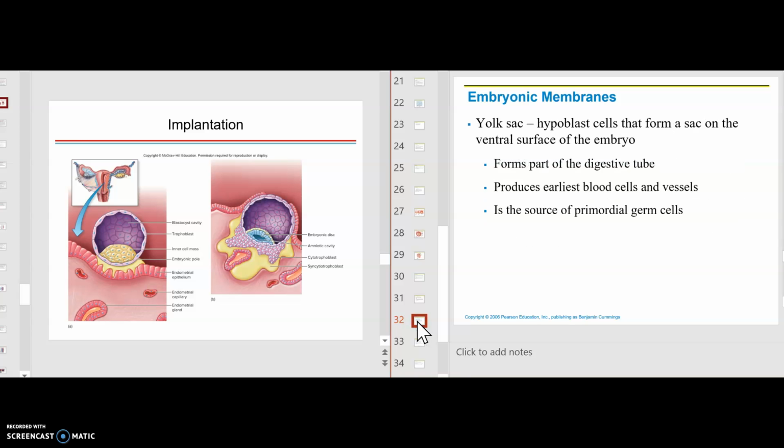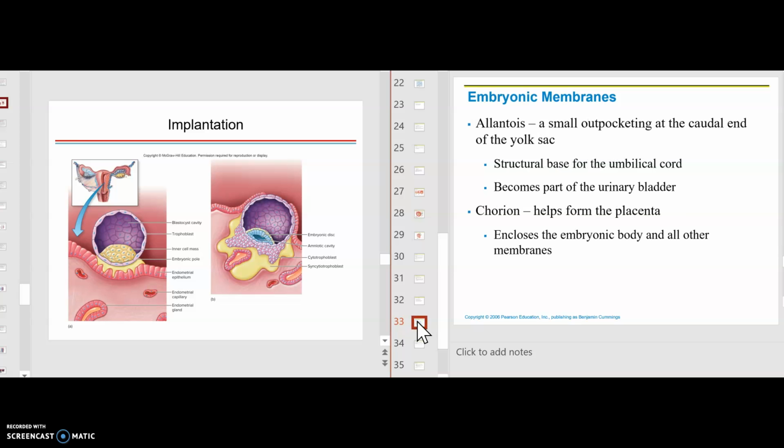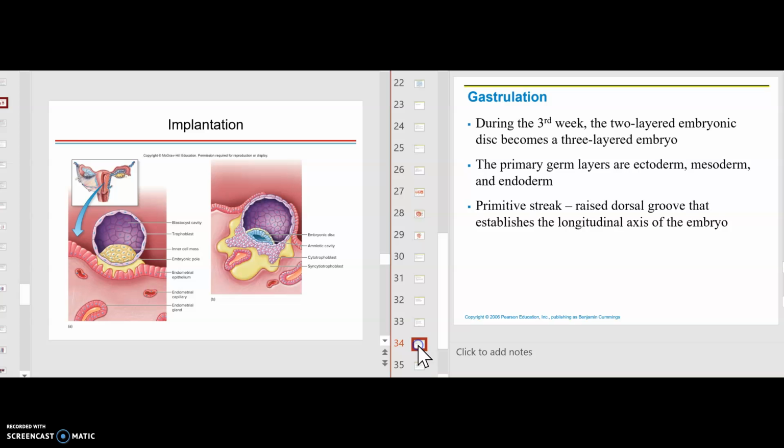So other extraembryonic structures are the yolk sac, and allantois, and the chorion, which we talked about, that helps form the placenta. Okay. Gastrulation is the process of forming these germ layers.